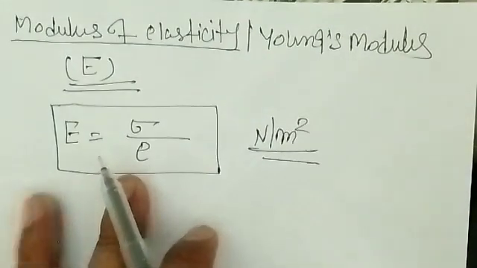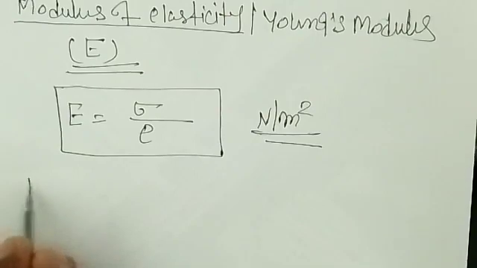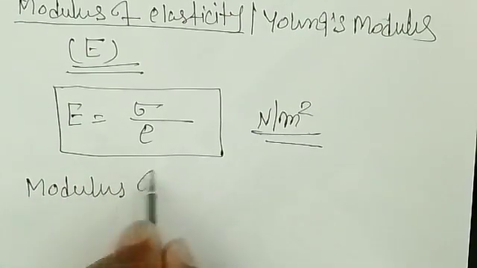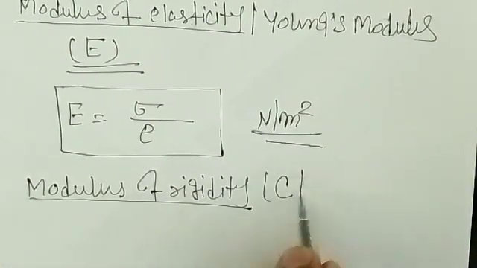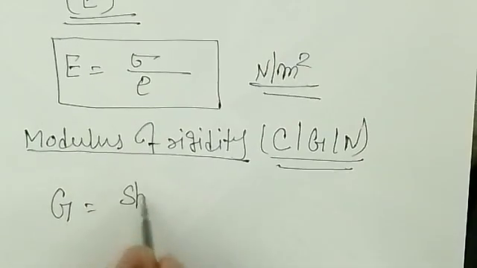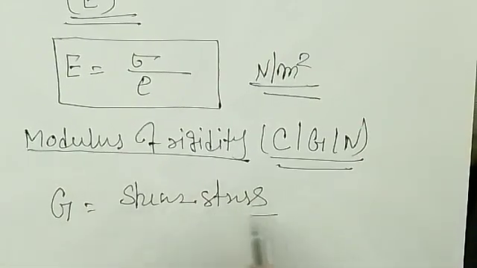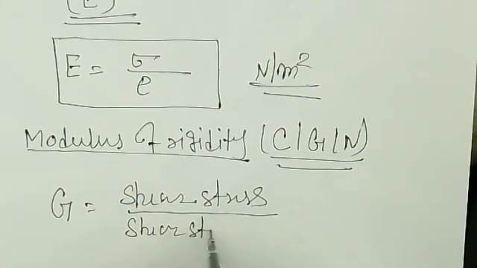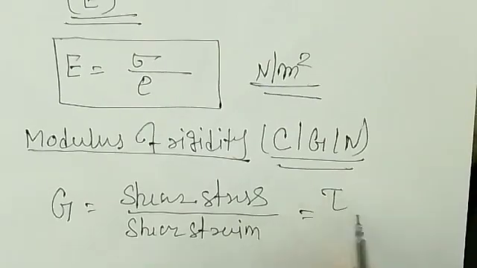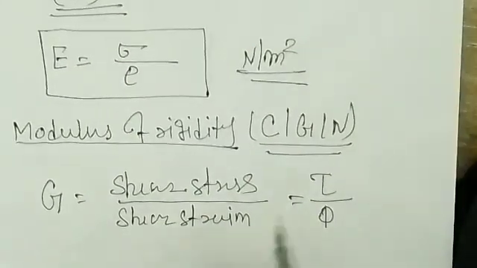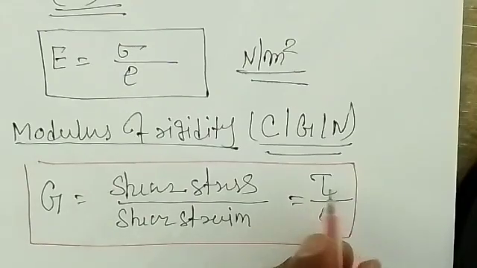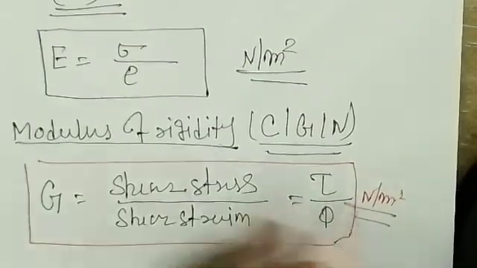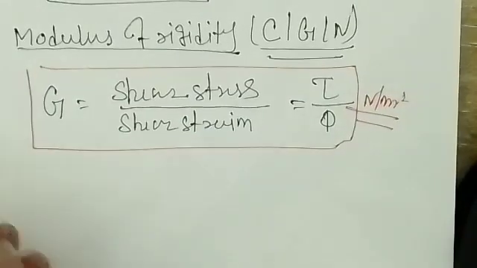Next you have the modulus of rigidity, right? Modulus of rigidity you can denote by capital C, G or capital N. I'll show you G. So modulus of rigidity, G, is equal to shear stress by shear strain, that is, tau by phi, right? Its unit is also Newton per meter square. The unit will be the same. Why? Because strain has no unit, tau is Newton per meter square. Strain is a dimensionless parameter, right?